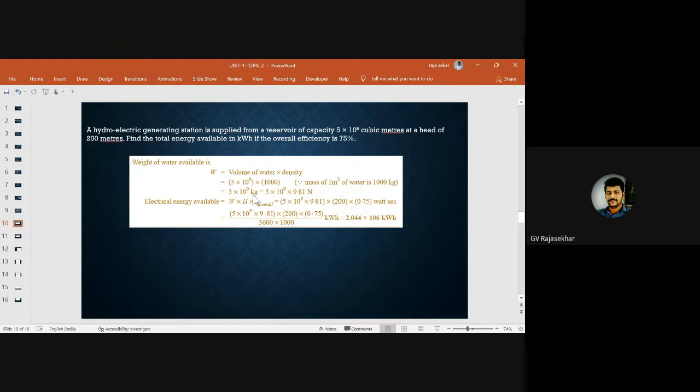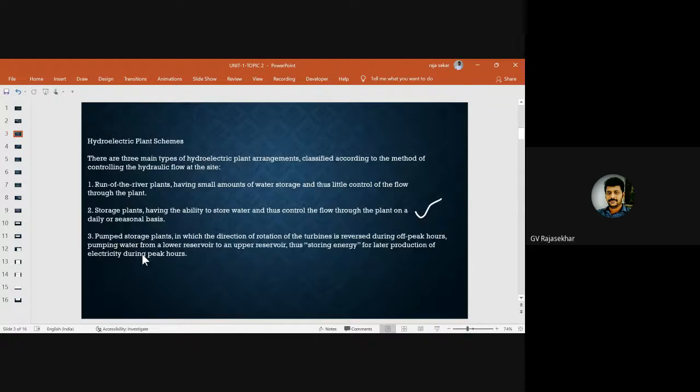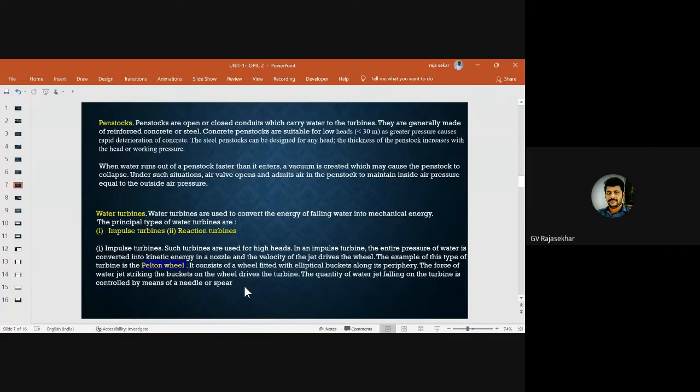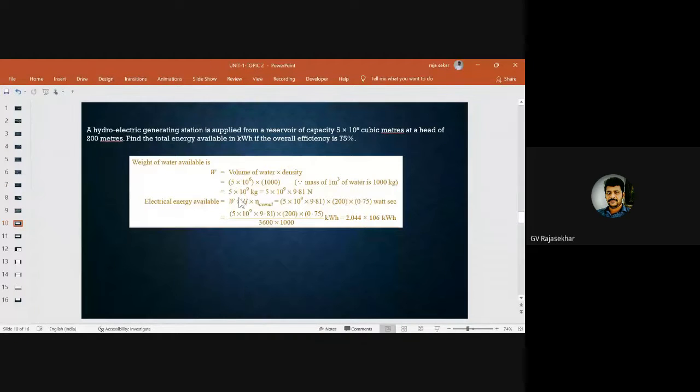So weight of water available formula is volume into density into 9.81. I think we have seen that formula here. This is volume into density into 9.81, for weight of water available per second. So 5 into 10 to the power of 6 into 1000 into 9.81. That is 5 into 10 to the power of 9 into 9.81 newtons.